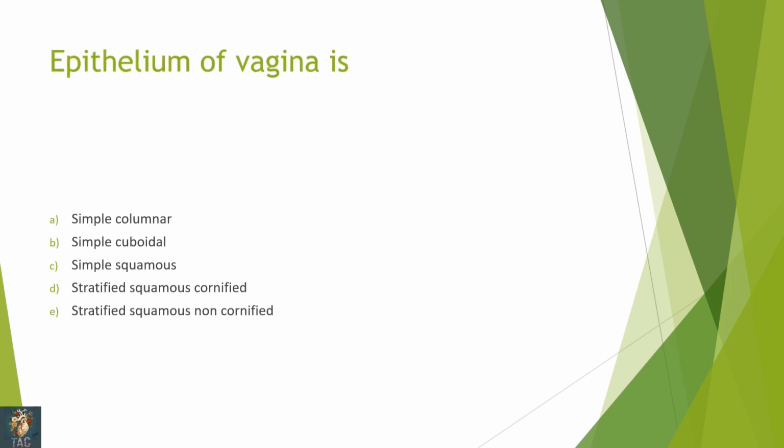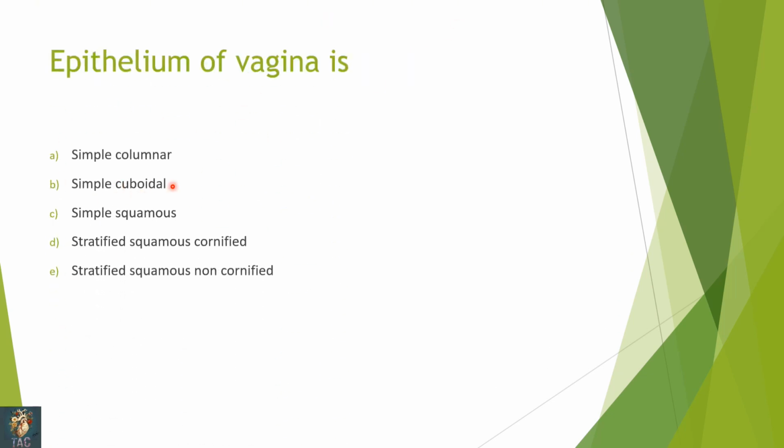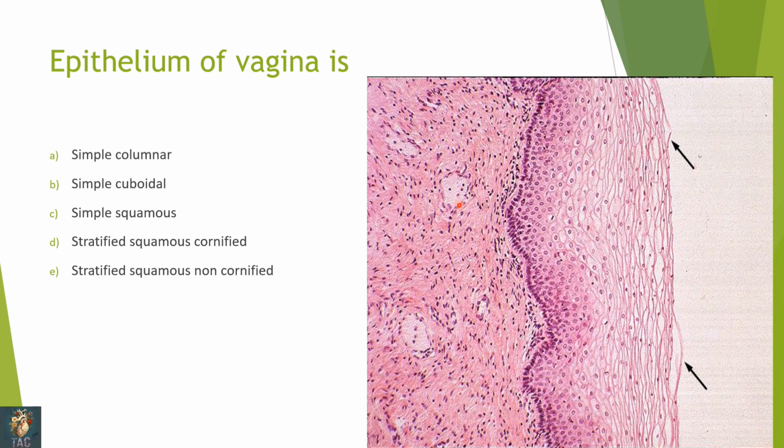Next MCQ: the epithelium of the vagina is simple columnar, simple cuboidal, simple squamous, stratified squamous cornified, or stratified squamous non-cornified? Here is the diagram. Here you can see the epithelium of the vagina, and the thickness of the epithelium shows that it is stratified. Similarly, the surface cells are squamous in shape and it is non-keratinized. So stratified squamous, non-keratinized or non-cornified, is the correct option.